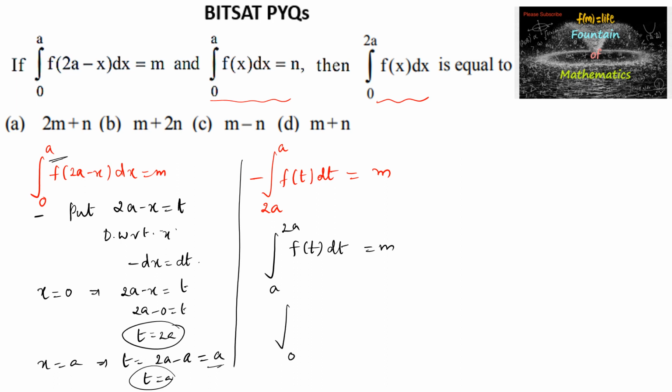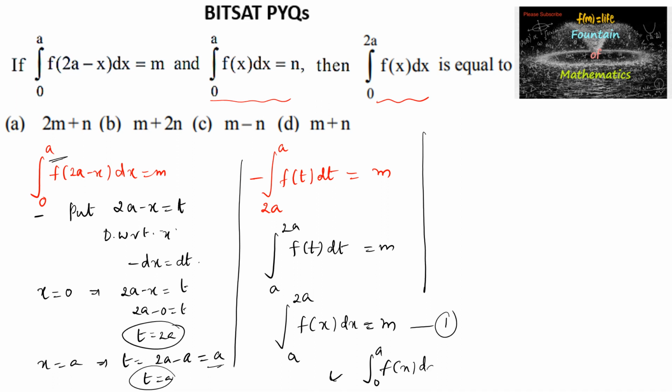This can also be written a to 2a. Instead of t, we can write x, since change in variable does not affect the integral limits. So a to 2a f of x dx is equal to m. Let us consider this as 1, and also integral 0 to a f of x dx is equal to n, given. Make this as 2.